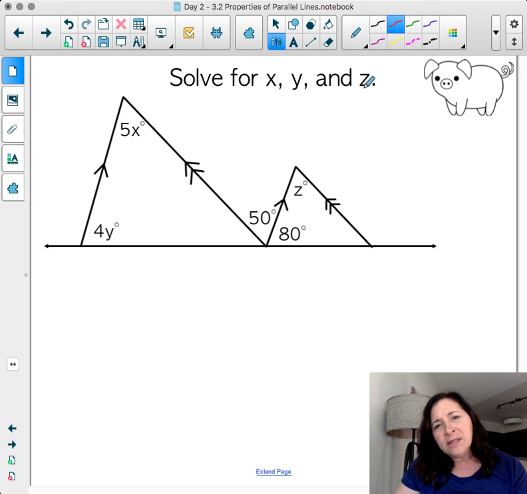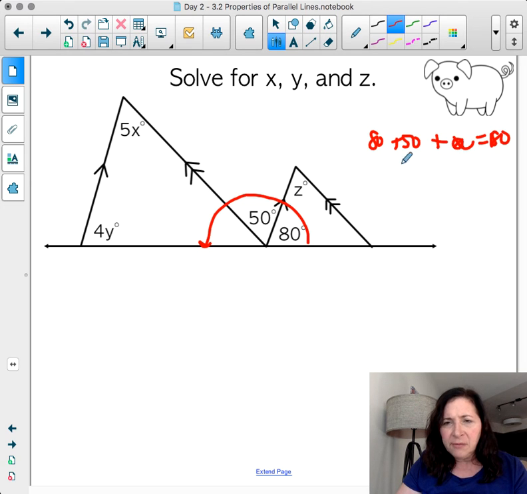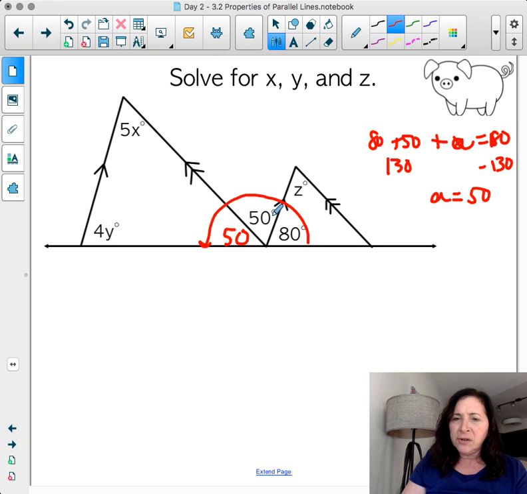Solving for x, y, and z. So one thing is this. You actually know that this is a straight line, and that 80 plus 50 degrees plus, we're not sure, let's call it A, is equal to 180. So 80 and 50 is 130. Well, if I subtract 130 from both sides, I get A is equal to 50 degrees. So this is also 50 degrees.